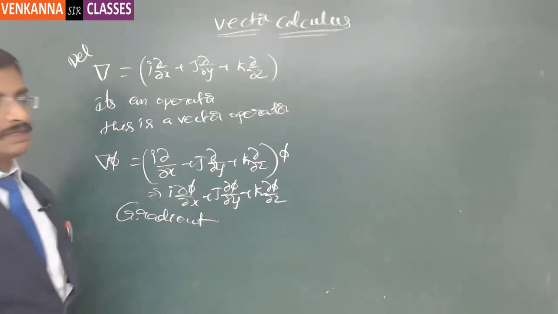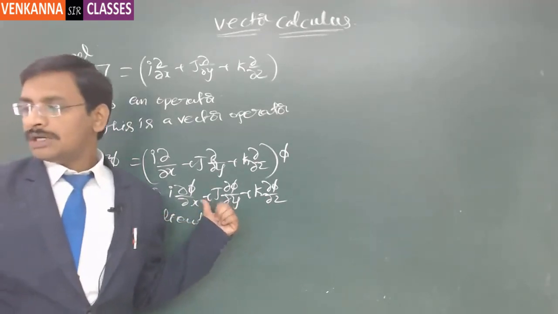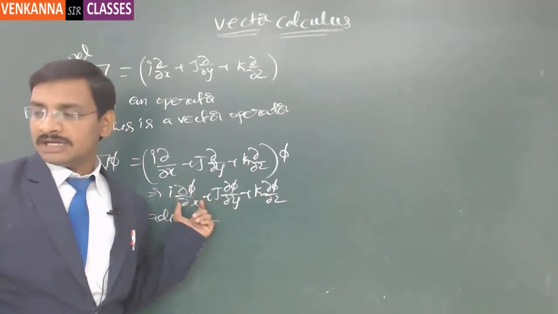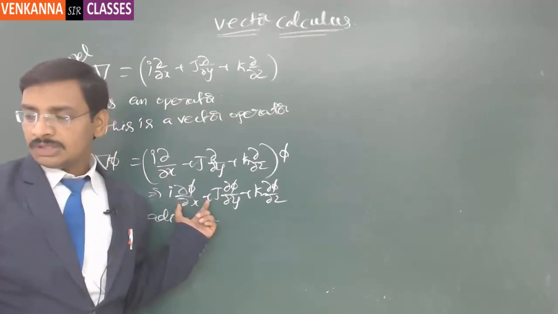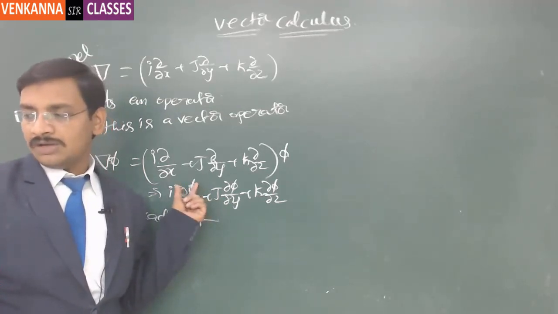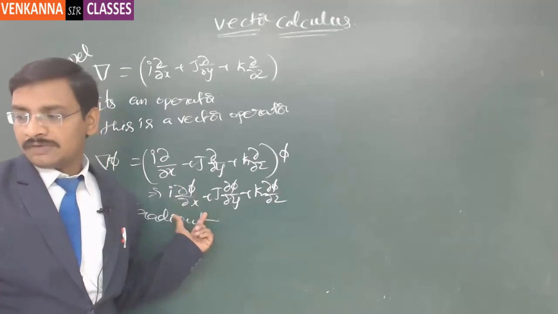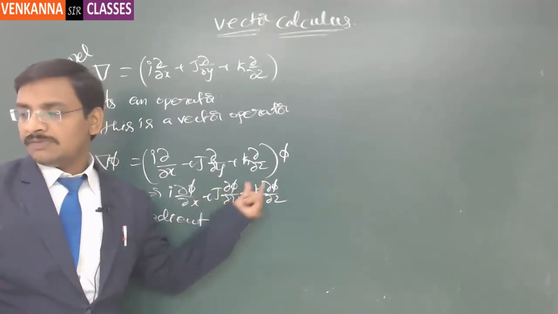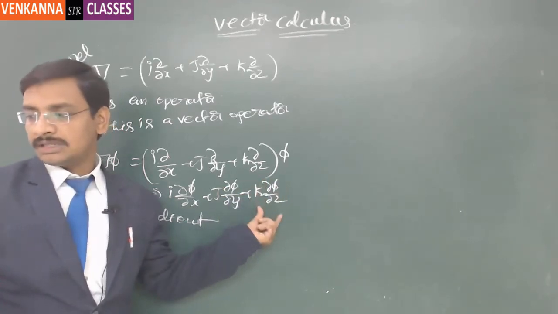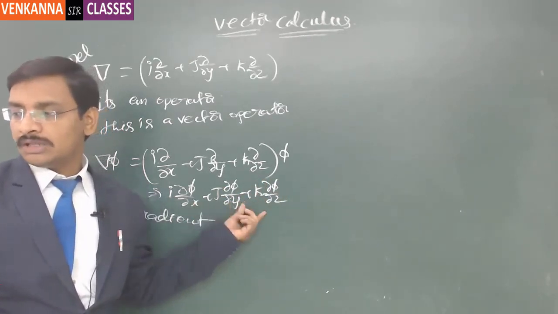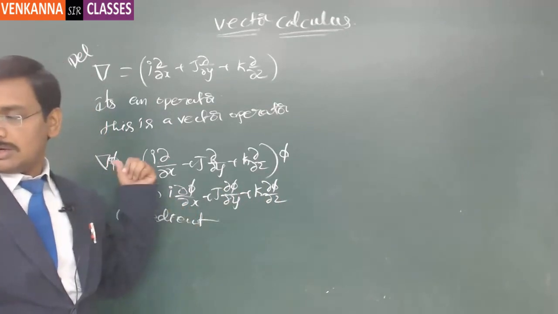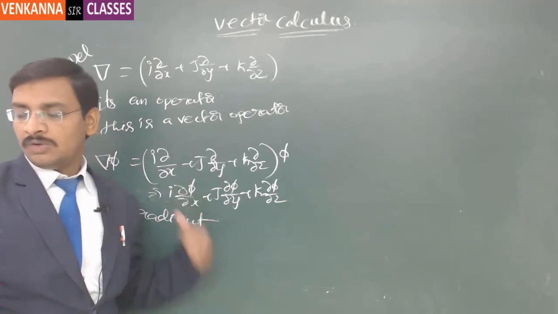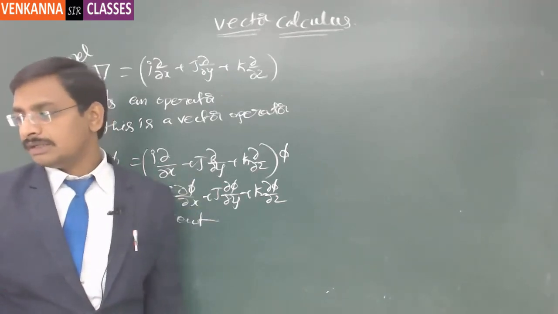Now what is this gradient doing for us? If you notice, dou phi by dou x is nothing but the variation in the direction of x. So the functional change in the value of phi in the direction of x, the functional change in the value of phi in the direction of y, and the functional change in the value of phi in the direction of z, all these three together are turned into a single vector called del phi. The operation we have performed here we call the gradient. Got it?